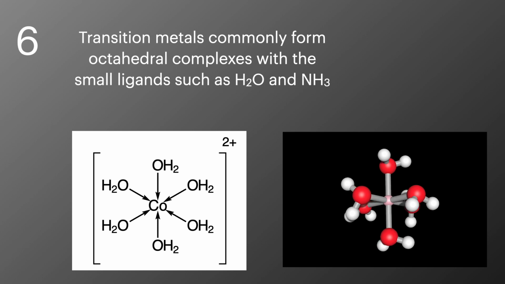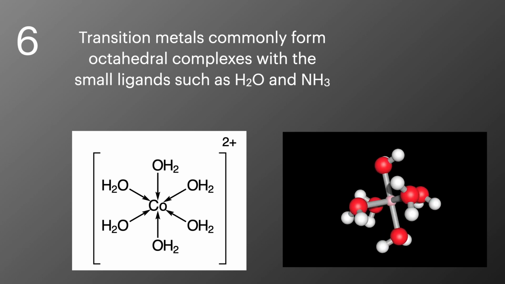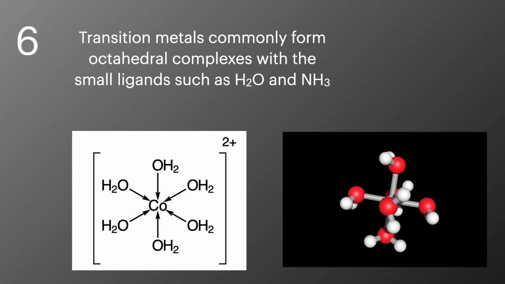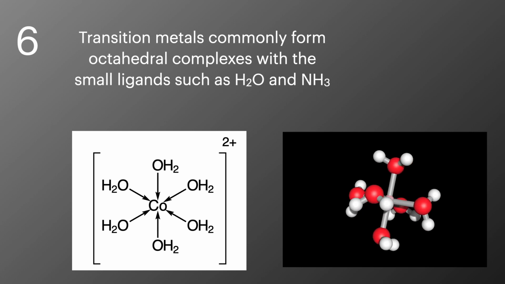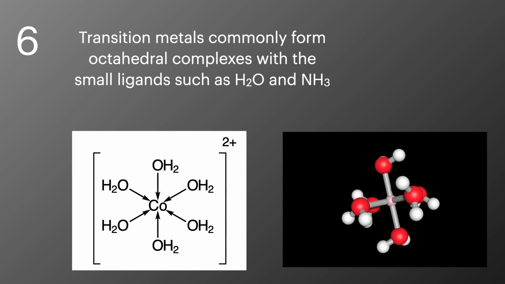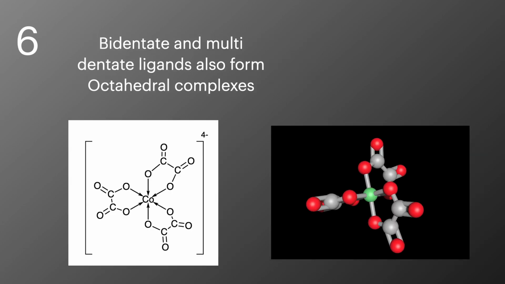We'll start with a coordination number of 6. We see this when we've got 6 small ligands. This is ligands like water and ammonia. These form octahedral shaped complexes, and when we draw these out and they've got a charge, we must remember to put the square brackets around them and put the charge up there in the top right hand corner.